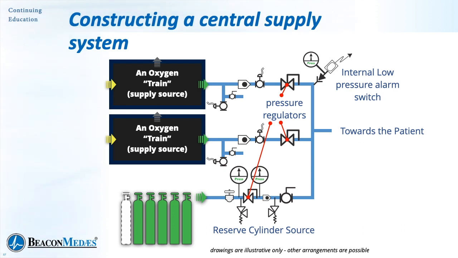Should either of those fail, and of course they're power driven, so if we had an electrical failure, that would be the most common problem we might expect to see. We want to have cylinders to make sure we can supply the patient even in that case. And then all of this is going to be tied together by a variety of equipment to make sure that the supply of gas is maintained.